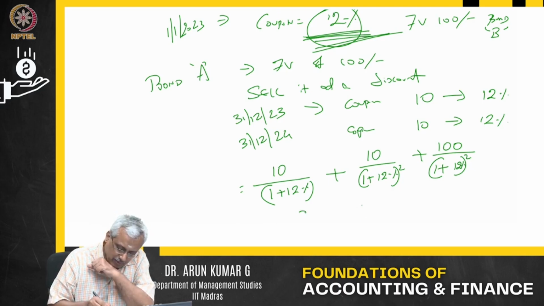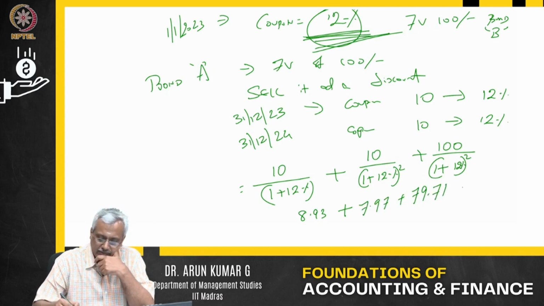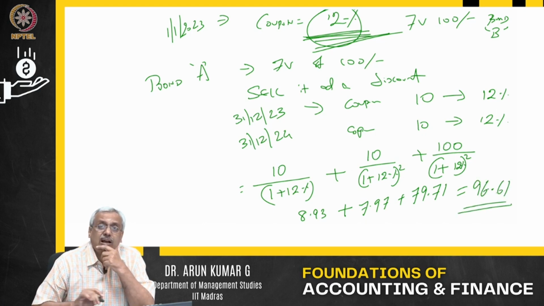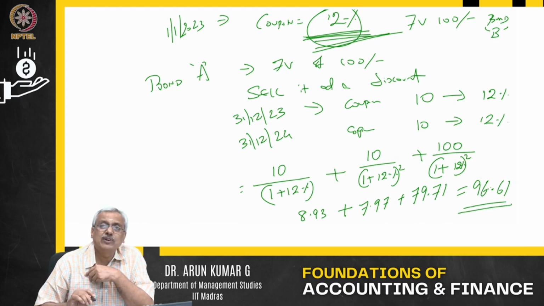Okay, so this is about 8.93 plus 7.97 plus 79.71. So that should be equal to about 96 point something, 96.61. So I'll buy the bond at 96.61 so that the $10 I get will be equal to a 12% return.